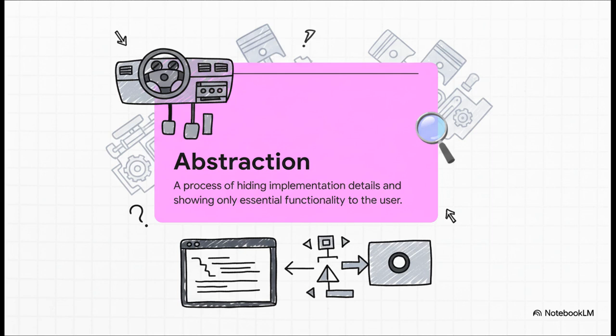Think about driving a car. You use a steering wheel, a gas pedal, and a brake. You don't need to know how the engine's combustion cycle works or what the transmission is doing. All that complexity is hidden. You're only shown the essential controls you need. Abstraction in code does the exact same thing. It hides all the messy inner workings and just shows a simple, clean interface to the outside world.